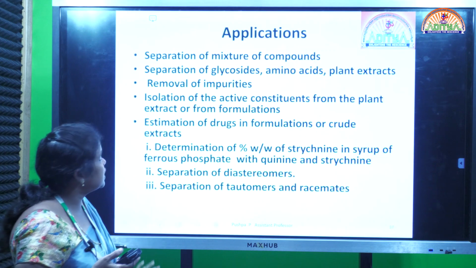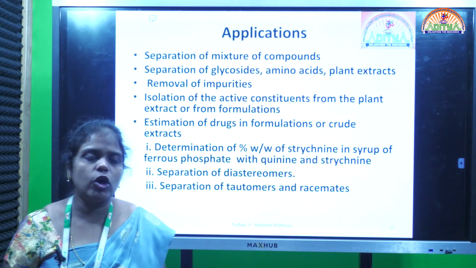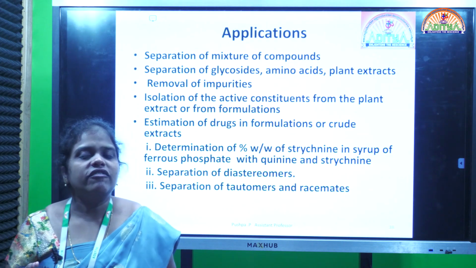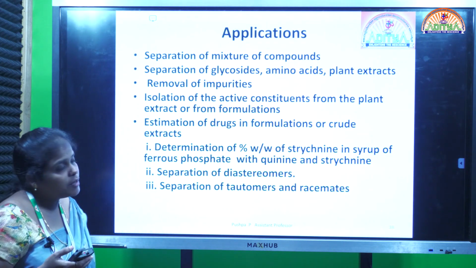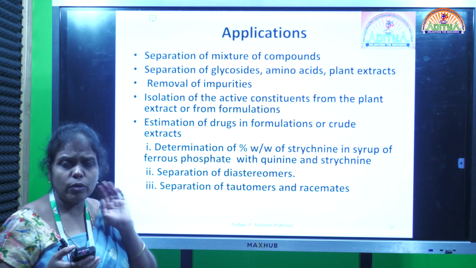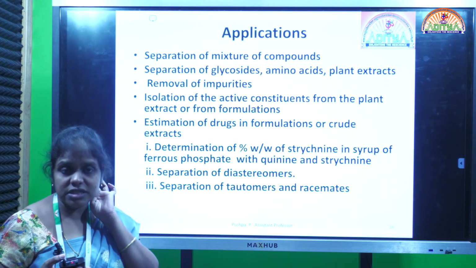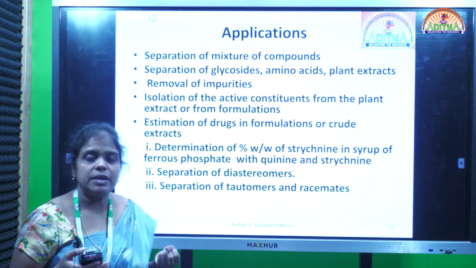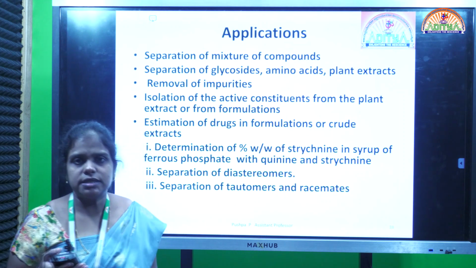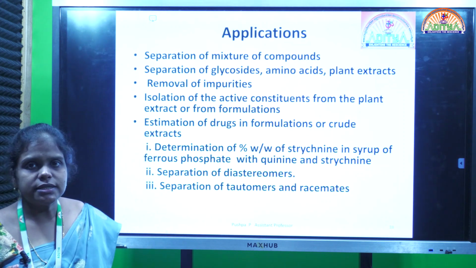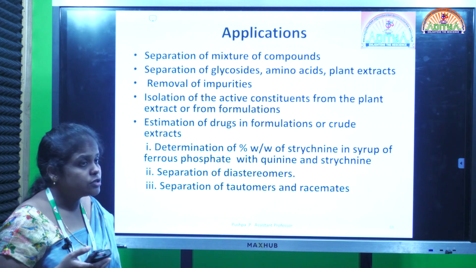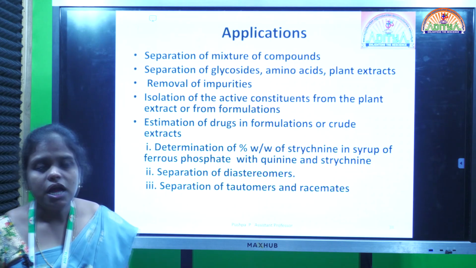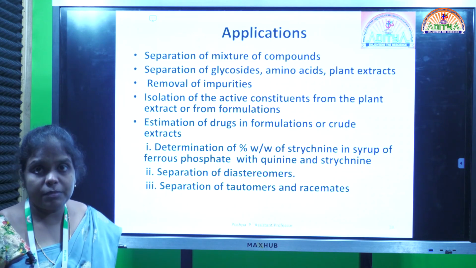And then coming to the next thing, applications like that of column adsorption chromatography, we can use column partition chromatography also for different applications. It will be used for separation of so many compounds, so many chemical substances, so many drug samples, and also so many phytochemicals. For example, it will be used for the separation of glycosides, amino acids, lipids, proteins, alkaloids, and also it will be used for removal of so many impurities present in different drug samples, impurities present in different phytochemicals, etc.